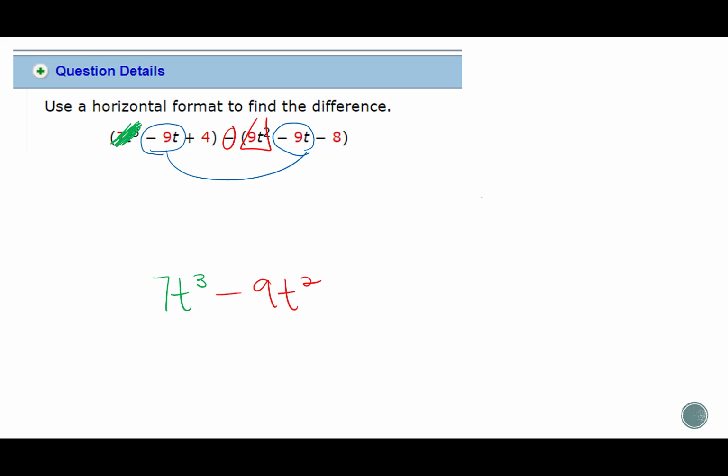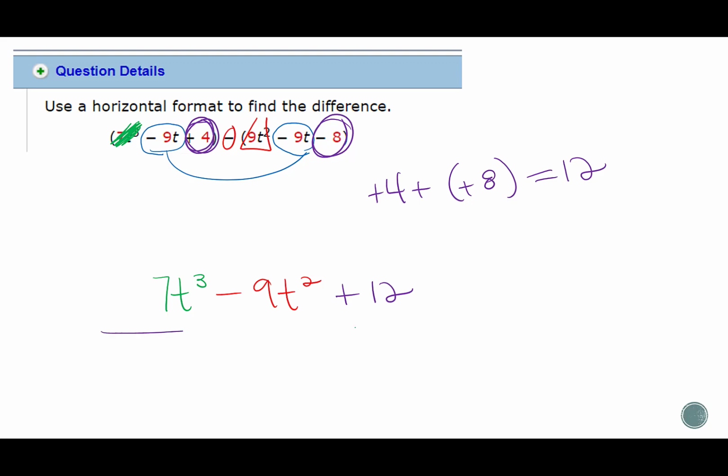Okay, there is one more term to collect. Positive 4 minus negative 8, so that's a positive 4 minus negative 8. Again, we'll add the opposite. Positive 4 plus positive 8 is positive 12. We will put that in our answer. Now that each term from both polynomials has had a chance to collect like terms, our final answer in descending order is 7t cubed minus 9t squared plus 12.